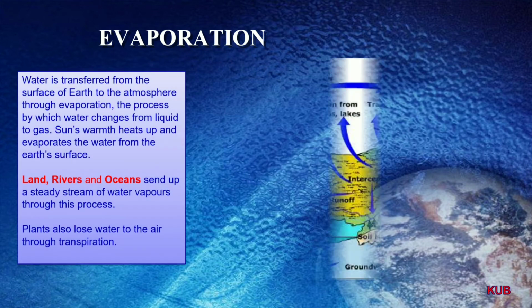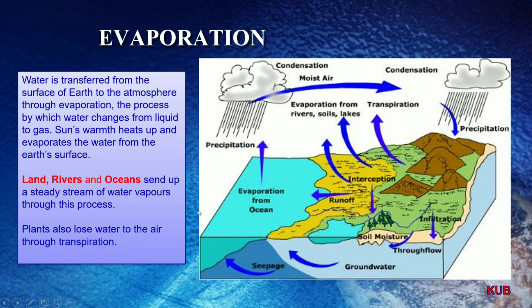Evaporation. Water is transferred from the surface of Earth to the atmosphere through evaporation, the process by which water changes from liquid to gaseous form, and the sun's warmth heats up and evaporates the water from the Earth's surface. Land, rivers, and oceans send up a steady stream of water vapors through this process. Plants also lose water to the air through transpiration.